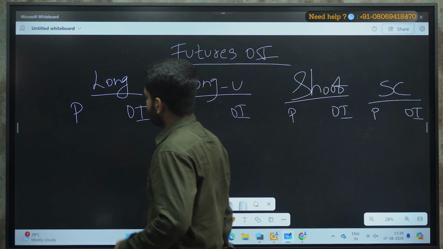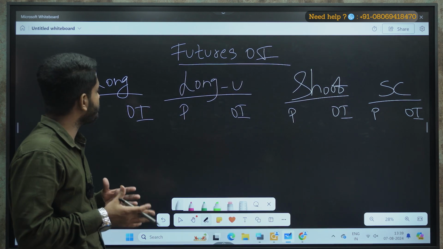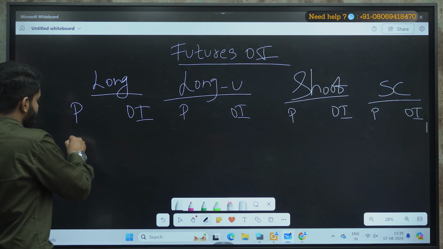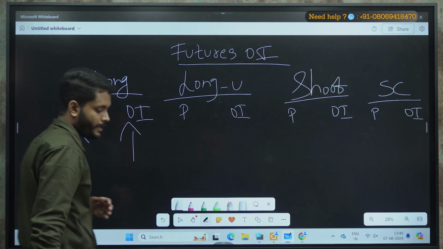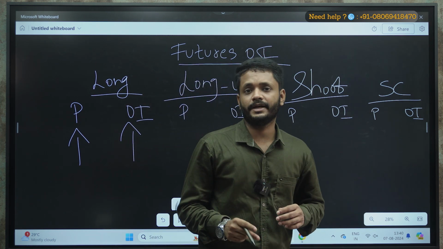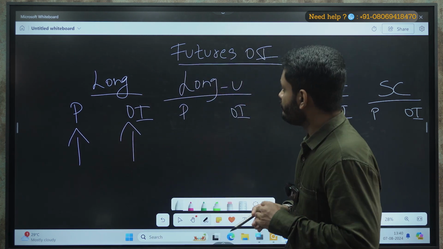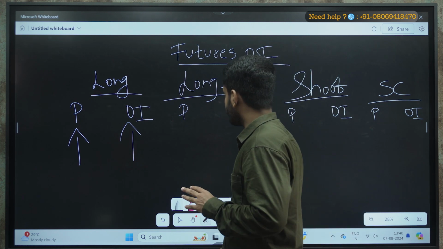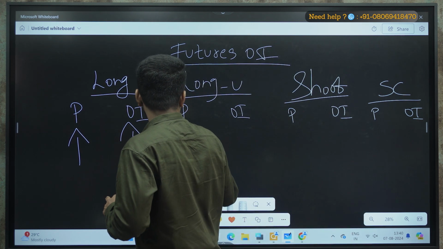We would say that a particular counter is following a long built up whenever the price is going up along with the open interest. When price and open interest both are moving up, we can say that that particular counter is following a long built up. Now what is long unwinding?